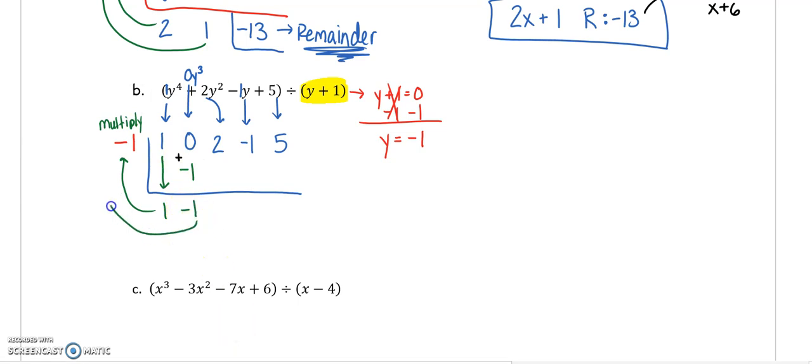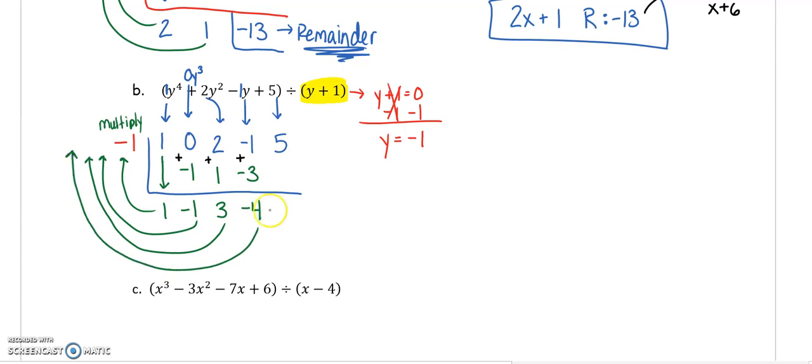And I'll repeat. -1 times -1, remember a negative times a negative is a positive. And then again I'll add. So 2 plus 1, that's 3. Repeat. 3 times -1, that is -3. And then I will add. So -1 plus -3 is -4.